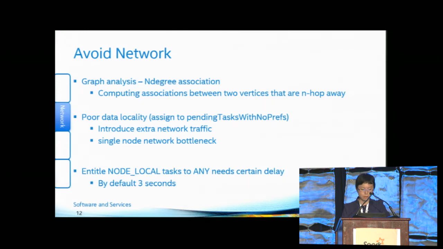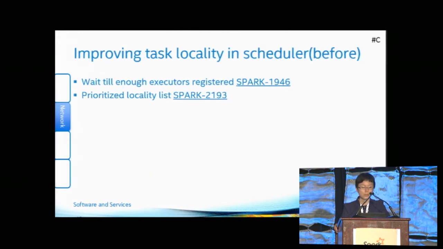So according to this, we propose two solutions to improve that performance. The first one is we offer a certain kind of threshold to wait until enough executors are ready. And the second one is we prioritize the locality list for each executor, so as to ensure all those executors can assign tasks, especially those node local tasks, as many as possible.